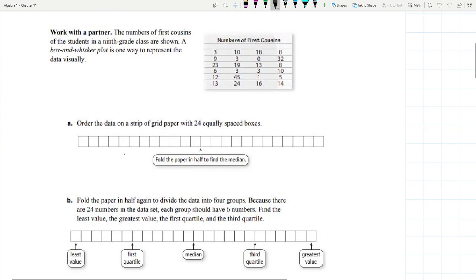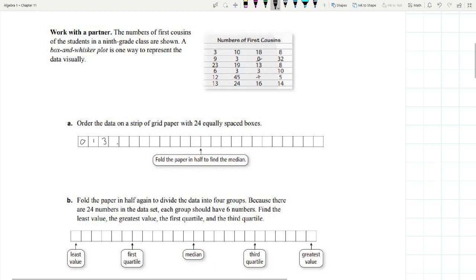So this next part asks us to work with a partner. The number of first cousins of the students in a 9th grade class are shown. A box and whisker plot is one way to represent the data visually. You would order this data on a strip of grid paper, specifically grid paper that's evenly spaced. As I go through this, I'd slash out numbers. I'd go 0, I'd go 1. I'm sure you don't really want to watch me go through that whole thing.